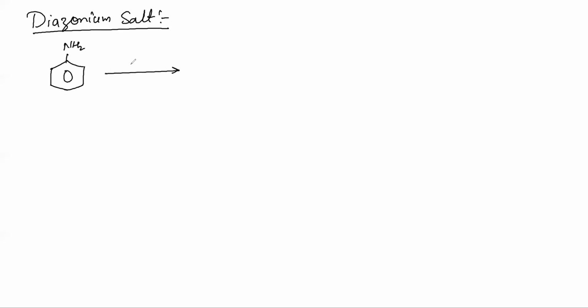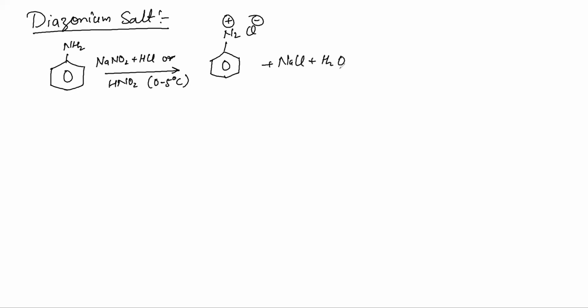Aniline is treated with, remember, with whom? NaNO2 plus HCl, or we treat it with HNO2. Remember, temperature is kept 0 to 5 degrees Celsius. So NH2 is converted into N2 plus Cl minus. You just treat it as N2 plus NaCl you will get, and plus H2O you will get. This is how we make it.